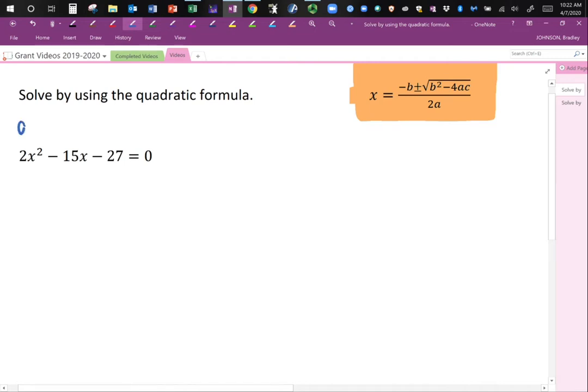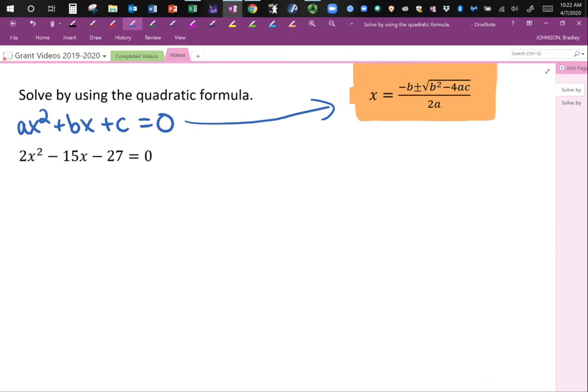Now it is in the form ax squared plus bx plus c equal to 0. And when we're in this form, that tells us we can use the quadratic formula to solve. The quadratic formula will always work if you're in this form, no matter what. So now I need to figure out what is my a, what is my b, and what is my c. That'll be the first step.